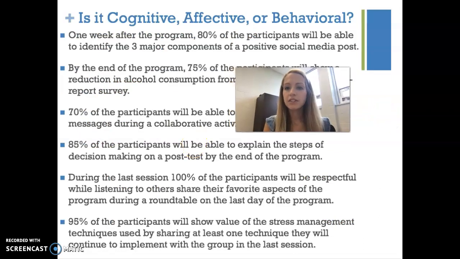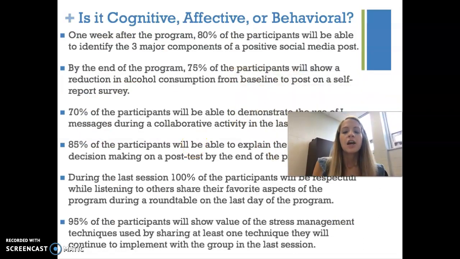All right, I think this is a fun little activity. So what we're going to do is look at each of these objectives, and you are going to tell me if they are cognitive, affective, or behavioral. So 1 week after the program, 80% of the participants will be able to identify the 3 major components of a positive social media post. What do you guys think?